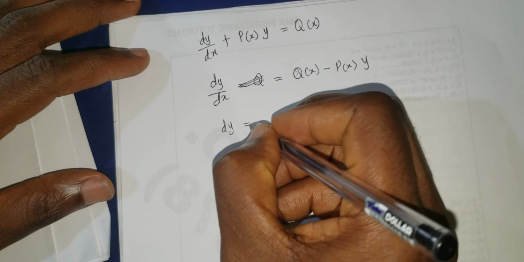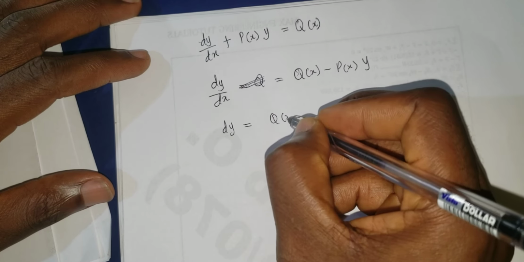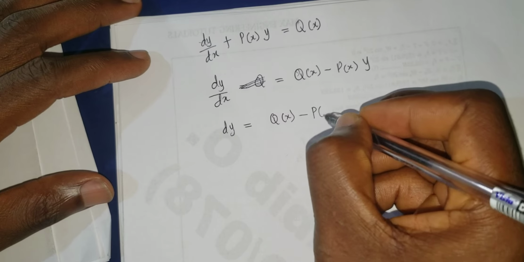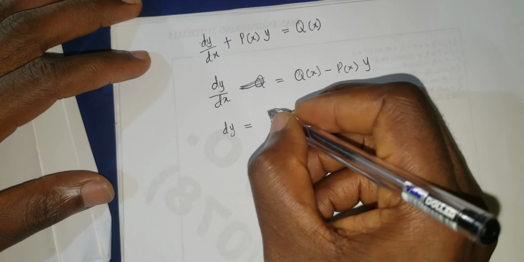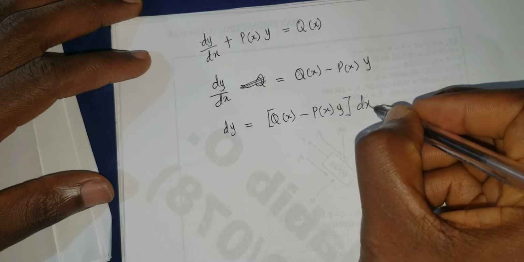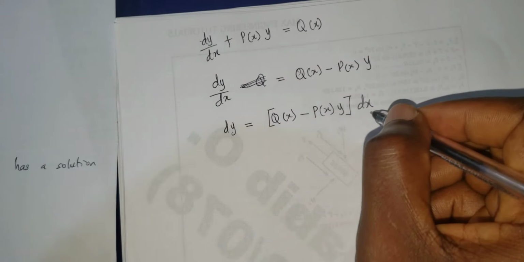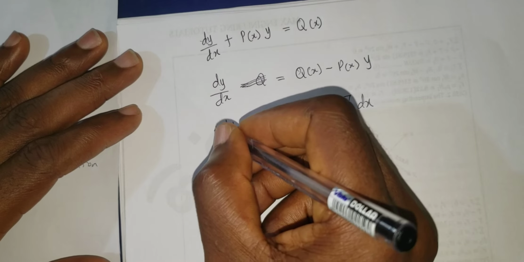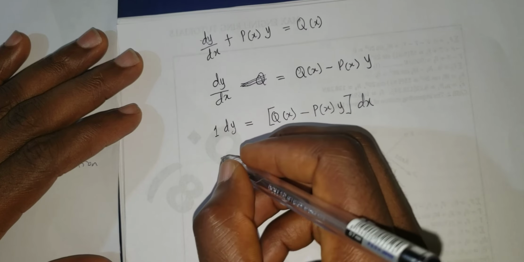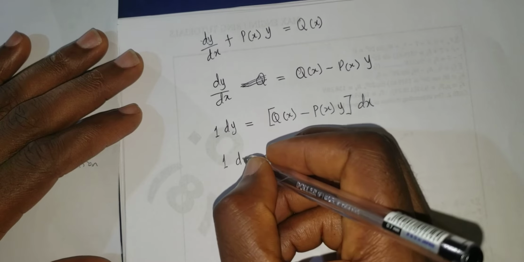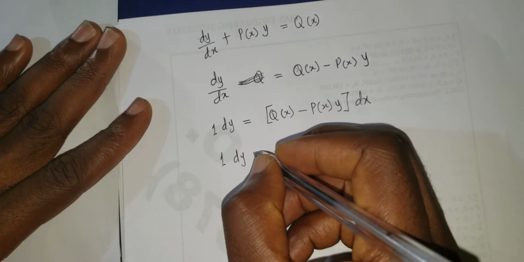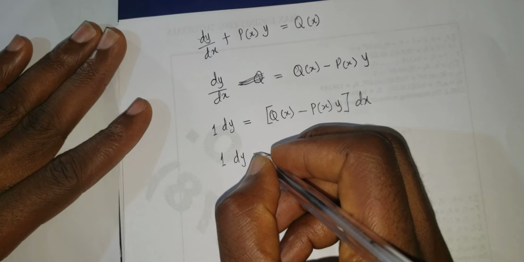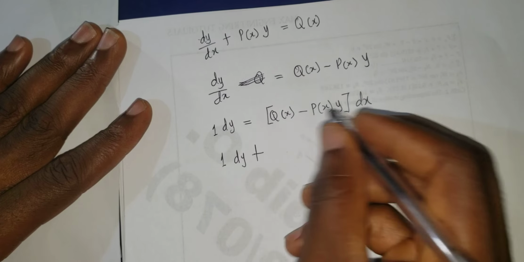Then I can multiply it through. This is going to give me dy is equal to q of x minus p of x y, then everything here multiplied by dx. So this is our coefficient of dx, this is our coefficient of dy, which is 1. So if I put them together just to look like something obtained from a differential, this will be this minus, or say plus, and I multiply this by minus.